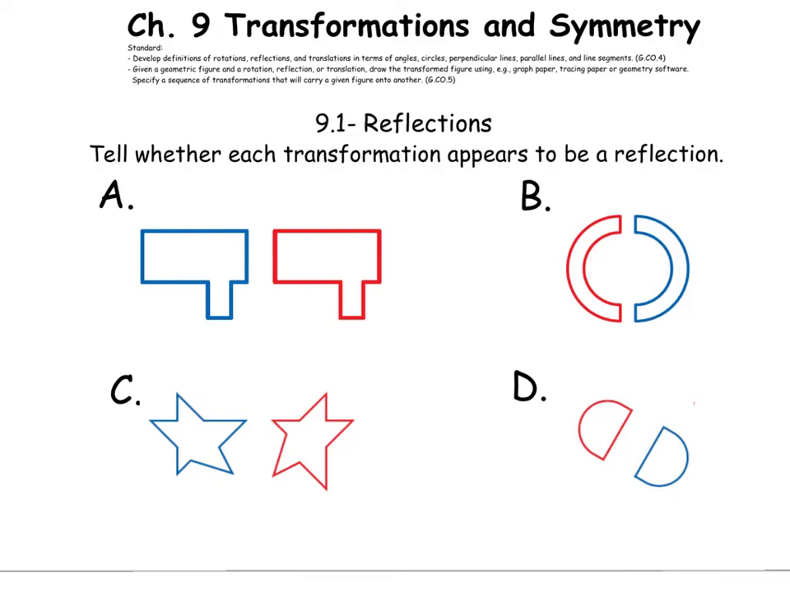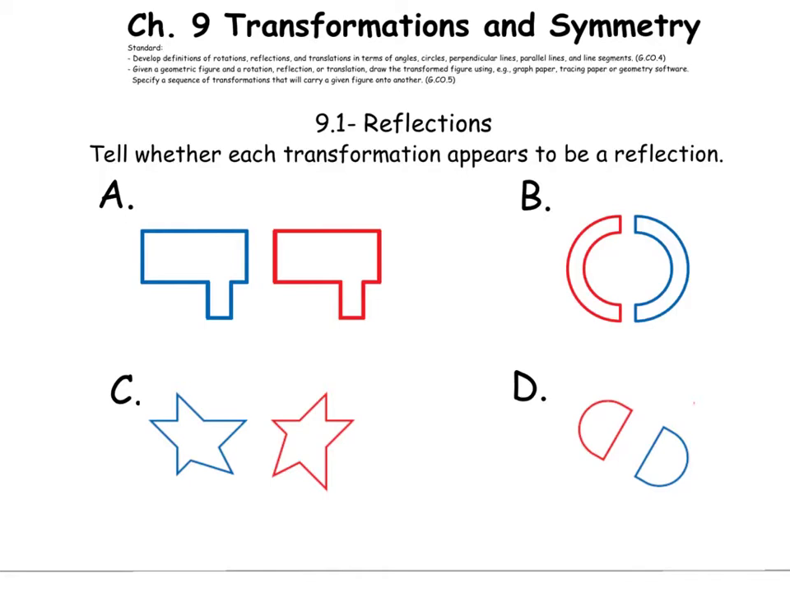Alright guys, today we're doing transformations and symmetry. First one is 9.1 for reflections, and this first slide with A, B, C, and D, just quickly identifying what a reflection looks like. That way we know what we're looking for in the future pages when we have to plot some sort of shape on a coordinate plane and then reflect it across an axis.